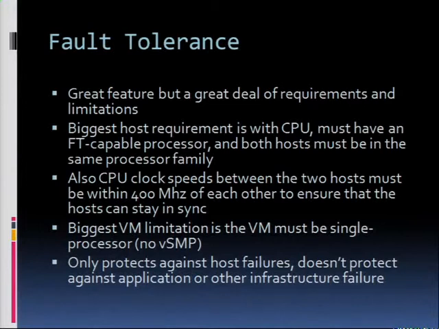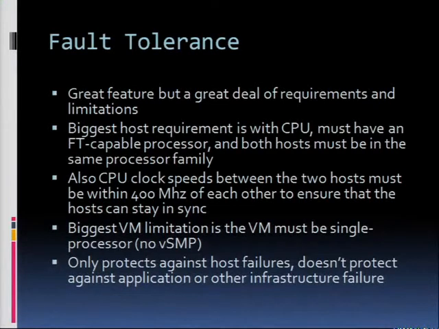Another part of the feature of fault tolerance is, if the secondary is getting too slow and can't keep up anymore, the primary, which is always measuring the response time between them, will basically kill that secondary and say, you're too slow, you're dragging me down. It will start a new secondary on a host that may have better resources, so they can better stay in sync with each other. The biggest VM limitation is the VM must be a single processor. You can't use vSMP.